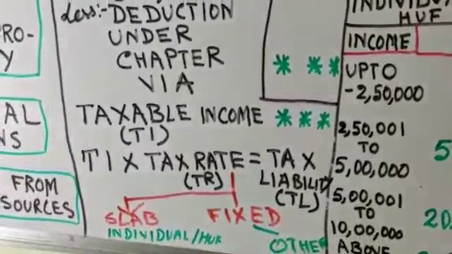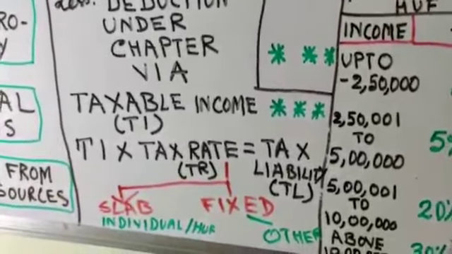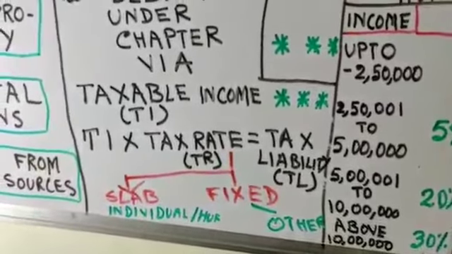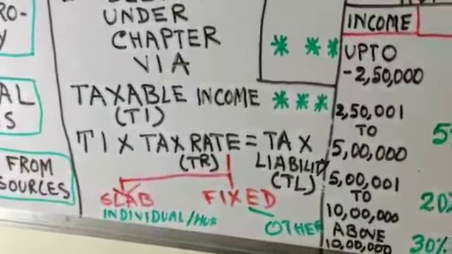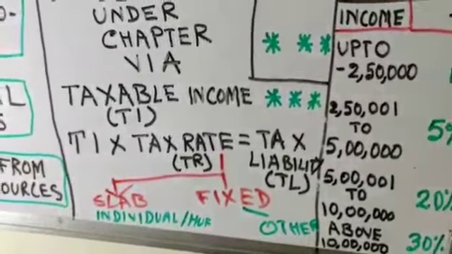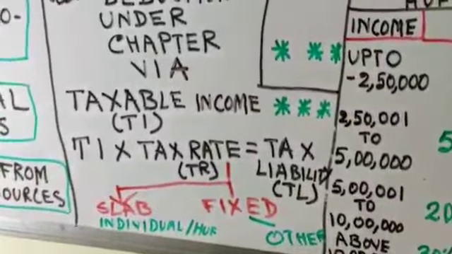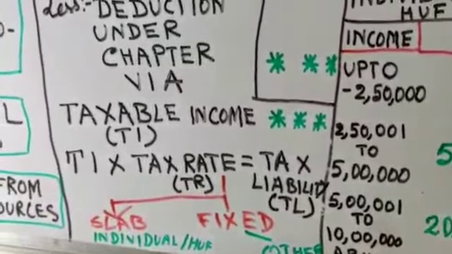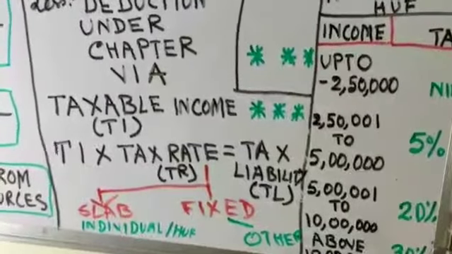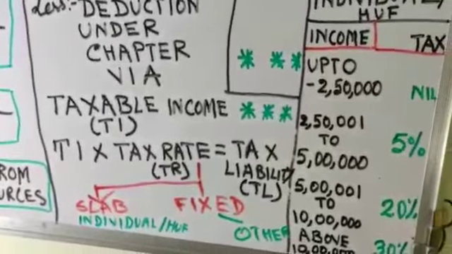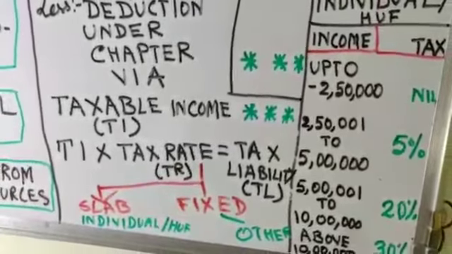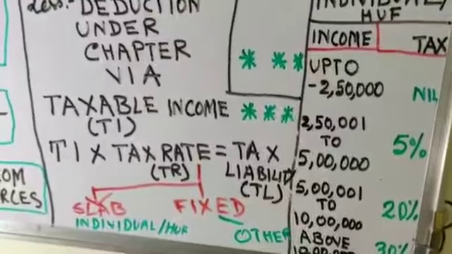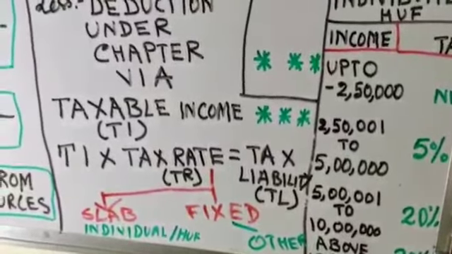Now what is the tax rate? There are two types of tax rate. One is the slab rate basis, another is the fixed rate basis. This slab rate is applicable only for the individual and HUF. For others, be it company, partnership firm, or LLP, they have a fixed rate. So when we read the tax rate, fixed rate, we will understand what rate is applicable to company, what rate is applicable to partnership firm, what rate is applicable to LLP. But for individual and HUF, the slab rate will be applicable.